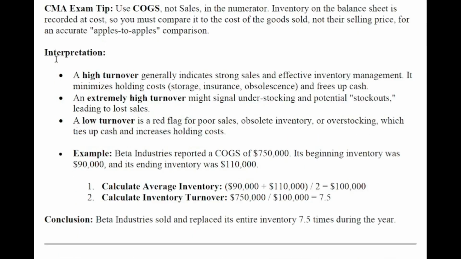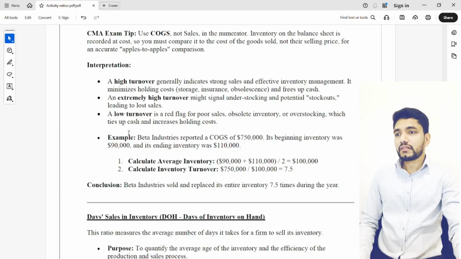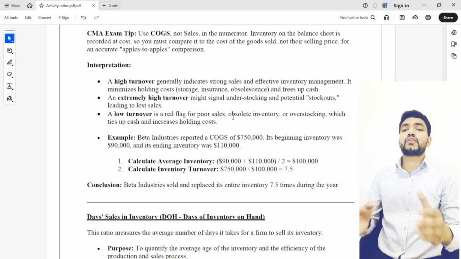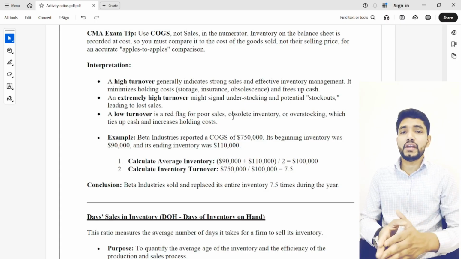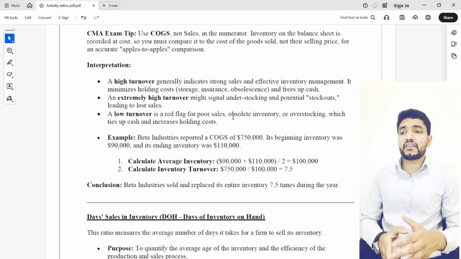So how is it interpreted? A high turnover ratio generally indicates strong sales and effective inventory management. It will minimize holding costs like storage, insurance, obsolescence, and free up cash. An extremely high turnover ratio may signal understocking and potential stock-outs, leading to lost sales. A low turnover ratio is a red flag for poor sales, obsolete inventory, or overstocking, which tie up cash and increase holding costs.